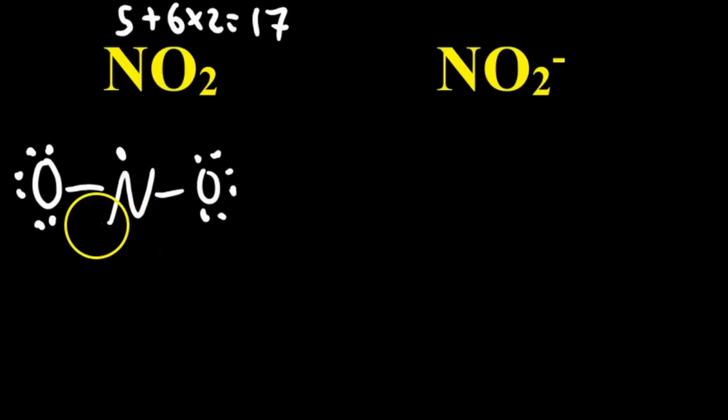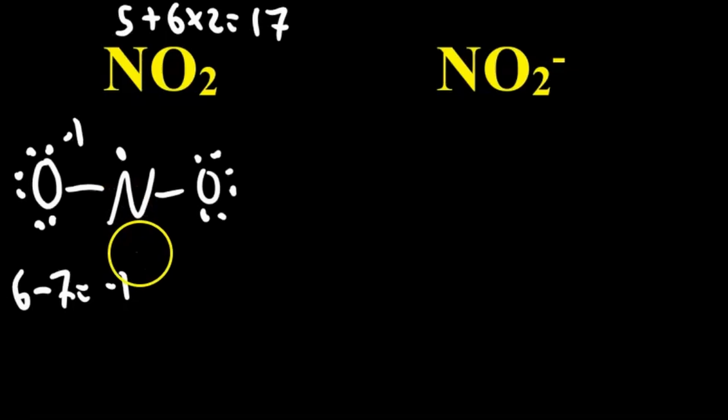Next, we'll calculate the charges. The charge equals the expected minus the owned. Based on the periodic table, we expect oxygen to have 6. Minus how many does it own? It owns 1, 2, 3, 4, 5, 6, and then 1 in the bond. See, there's 2 electrons here. 1 is owned by oxygen. The other one's owned by nitrogen. So 6 minus 7. So this has a charge of -1.